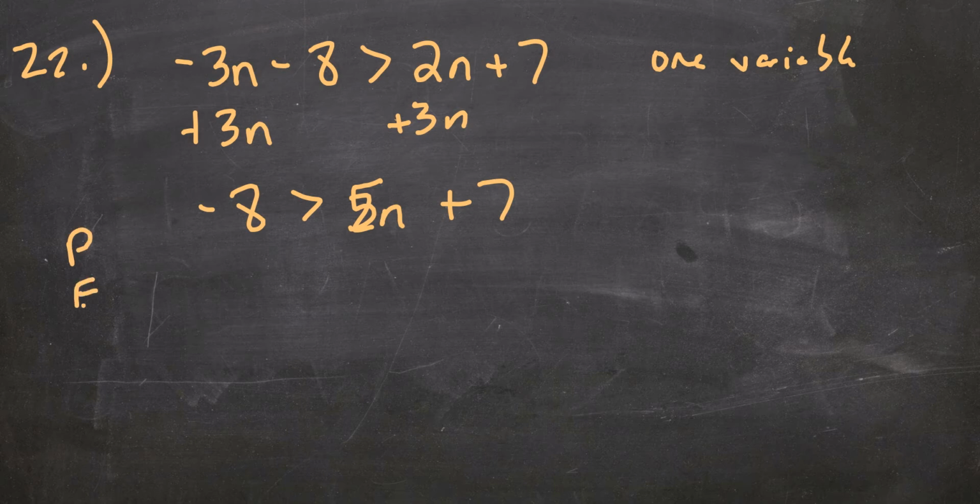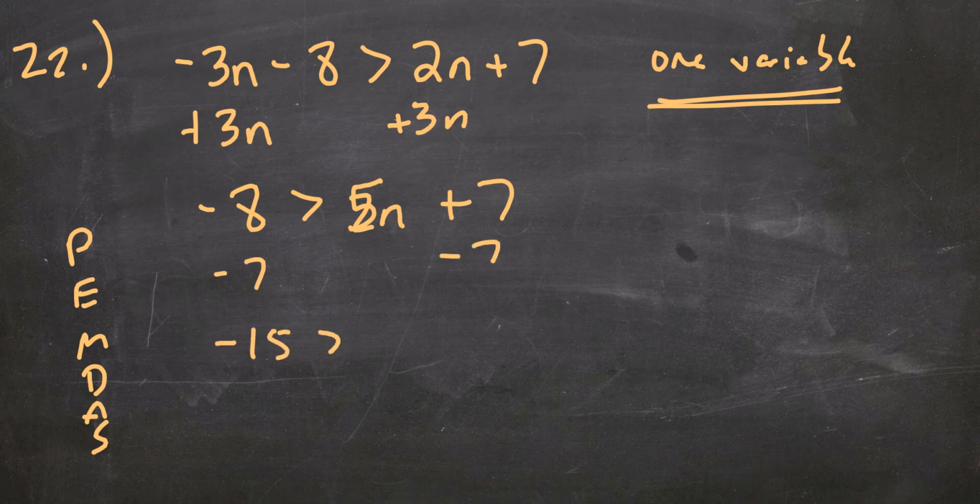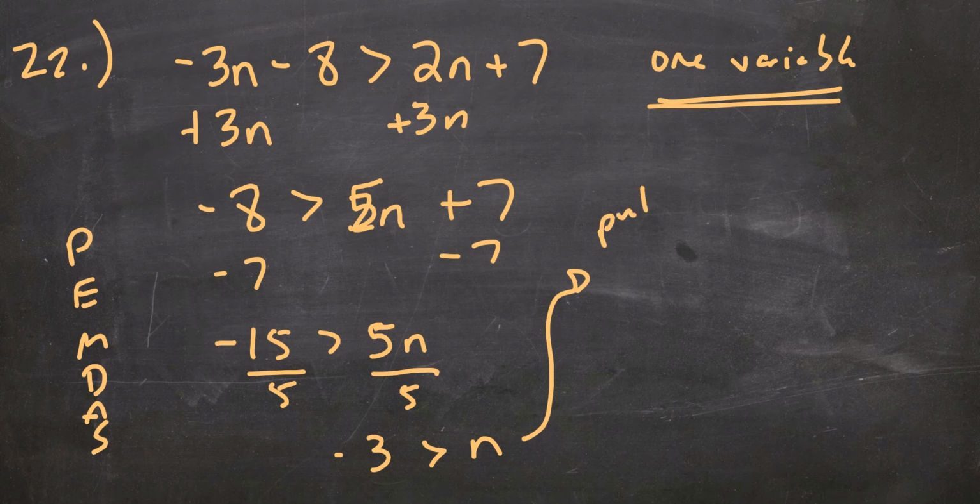Now that I have one variable, I can do my PEMDAS backwards. I'm going to minus 7 from both sides. I get negative 15 is greater than 5n. I'm going to divide by 5. I get negative 3 is greater than n. Now, I'm going to put the variable on the left. So n and negative 3.